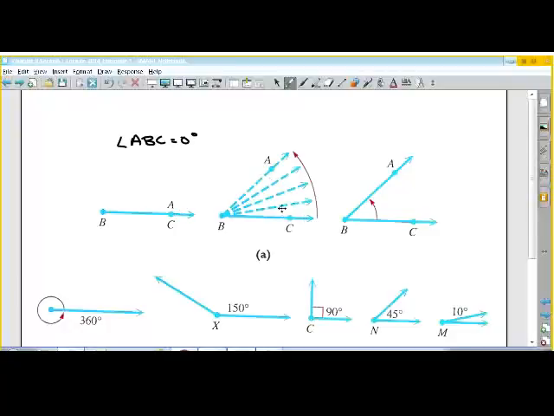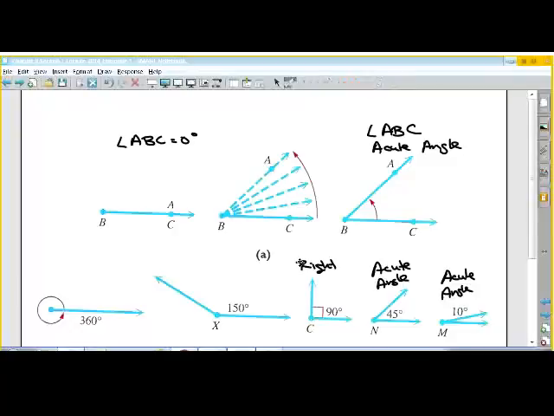And then as we rotate this second ray counterclockwise, we increase the angle. Wherever we stop is the value. In this case, we stopped before we got to 90 degrees, so this angle would be an acute angle. This one is 10 degrees, so this one would also be an acute angle. This is an acute angle. This is a right angle. This is an obtuse angle.